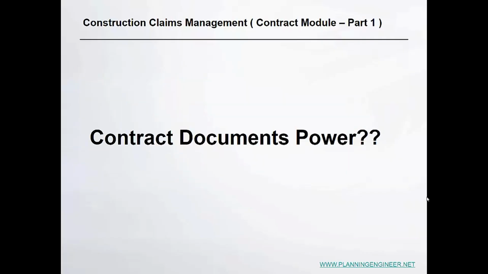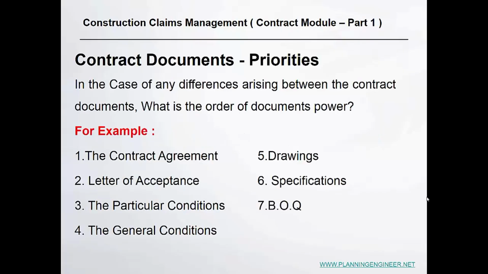Contract documents power. I know we talked about this in our previous lessons, but we will recap here the power of each document and its priority. Mainly we'll have something like 7 documents in any traditional project: contract agreement, letter of acceptance, the particular condition of the contract, general condition of the contract, drawings, specification, bill of quantity. As we said before, you need to know the power of each document. So, when you are preparing a claim, you should keep in mind the power of your contract documents.